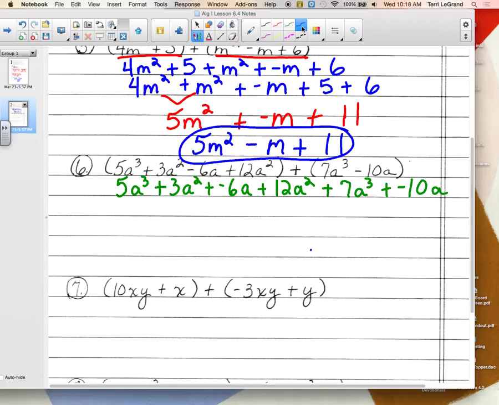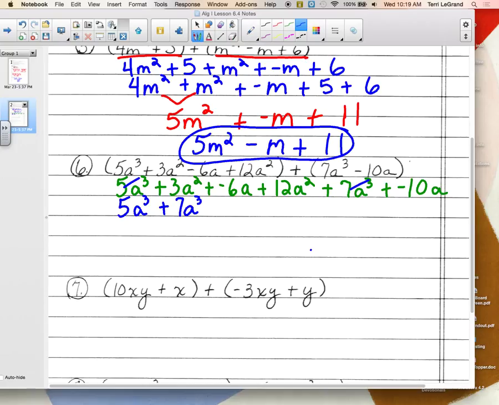If we want this one to end up in standard form, what like term should start it out? The 5a cubed and the 7a cubed. Sometimes when you have a lot of terms like this, the thing to do is go like this and say, I've used those up, so make sure you don't put them in there again. Do we have any other a cubeds? No. So what should come next?